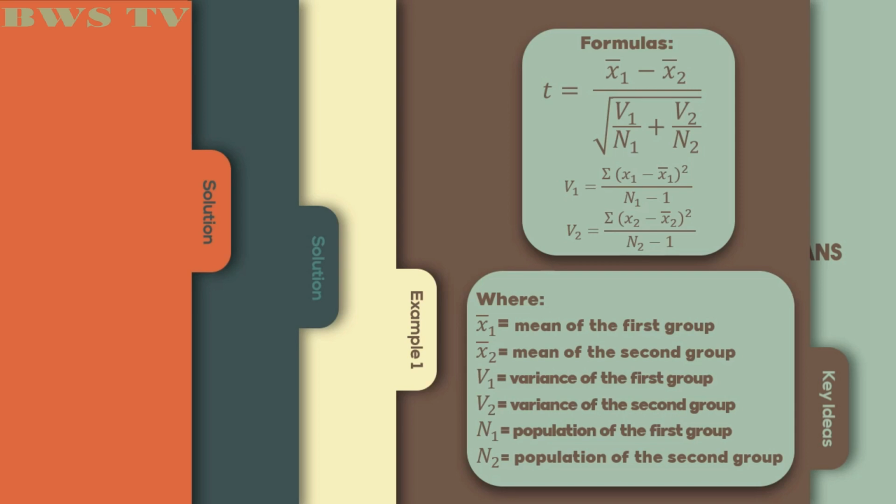Well, the variance of the first group is equal to the summation of x sub 1 minus the mean of x sub 1 squared, divided by n sub 1 minus 1. The variance of the second group is equal to the summation of x sub 2 subtracted by the mean of x sub 2 squared, divided by n sub 2 minus 1.